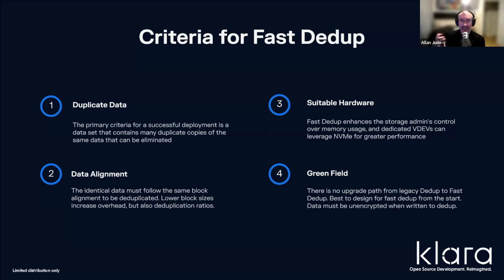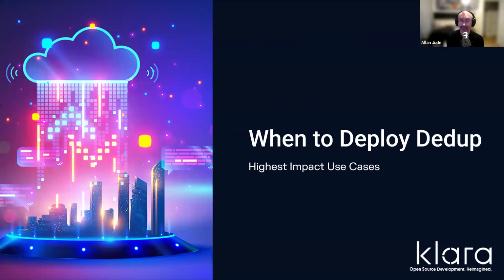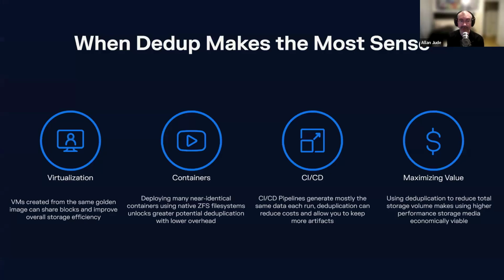So moving on, we're going to talk a bit more about when to deploy dedupe and what some of the highest impact use cases are. Now that we know what the criteria are, what are some good use cases? As we talked about, virtualization, although there are some caveats there about making sure things are aligned so that ZFS will actually detect the duplicate data. And also, it depends on what's in your VMs, how likely it is that you will actually get useful amounts of dedupe out of it.